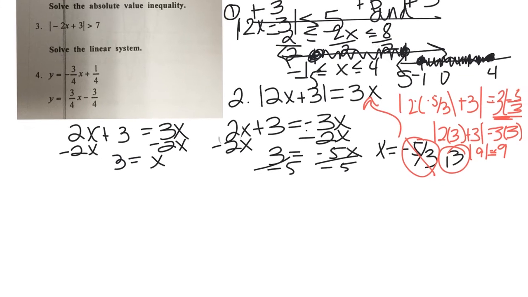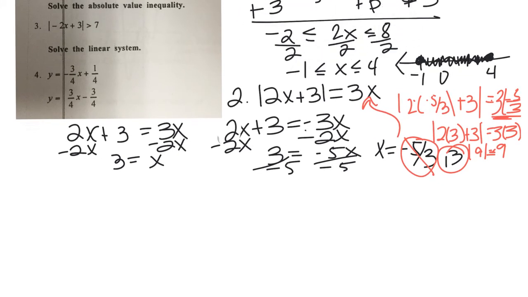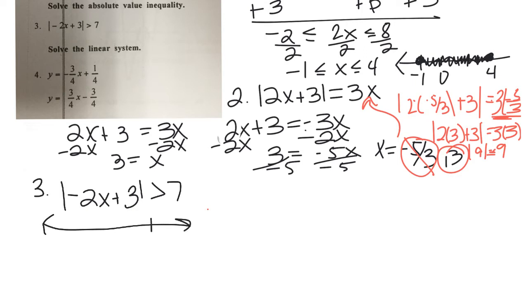So looking at number 3, I'm going to move some of this out of the way. Number 3, the absolute value of negative 2x plus 3 is greater than 7. So greater than 7 means I want numbers more than 7 away from 0. So we're looking at numbers greater than 7 or numbers less than negative 7.